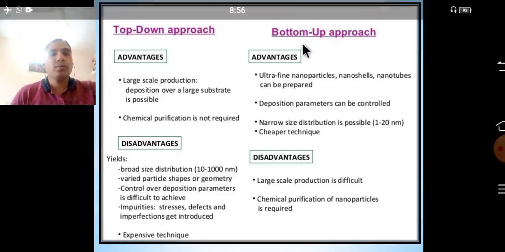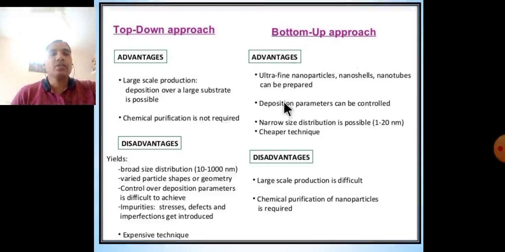Second, bottom up approach advantages: ultra fine nanoparticles, nanocells, nanotubes can be prepared. That is the chemical method. Deposition parameters can be controlled. Narrow size distribution is possible, 1 to 20 nanometer, and it is a cheaper technique. Disadvantages of the bottom up approach: large scale production is difficult and chemical purification of nanoparticles is required.